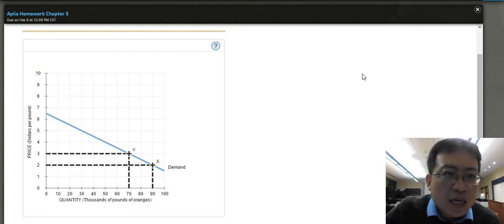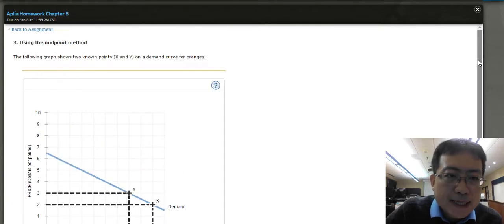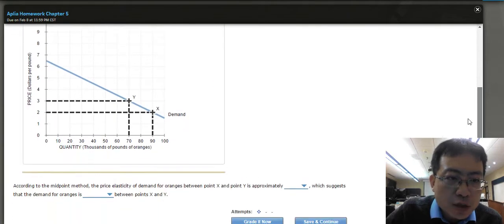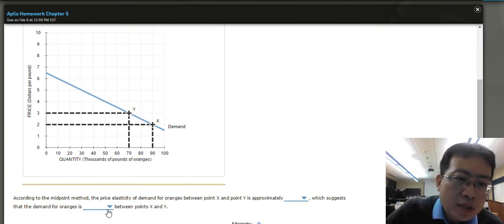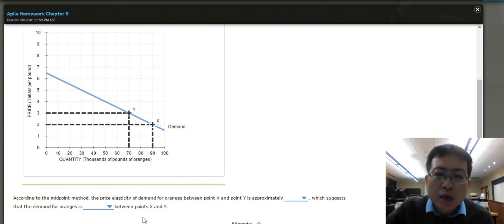Alright class, this is number 3 on your chapter 5 homework on Mindtap. So the question is, according to the midpoint method, the price elasticity of demand for orange between point X and point Y is approximately how much, which suggests the demand for orange is what between point X and Y.